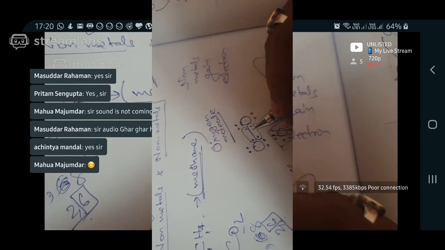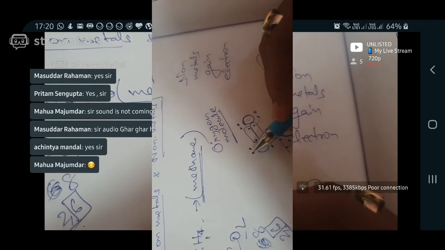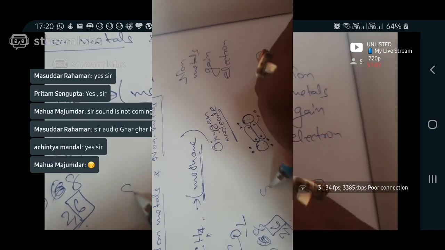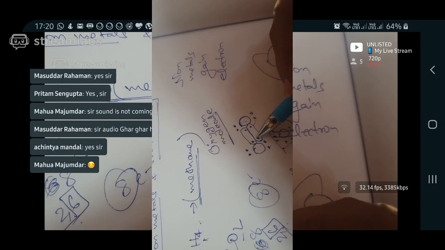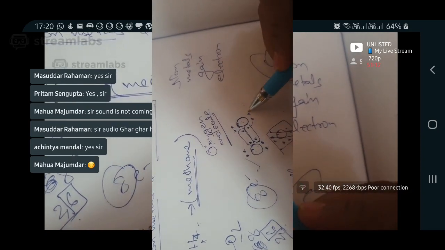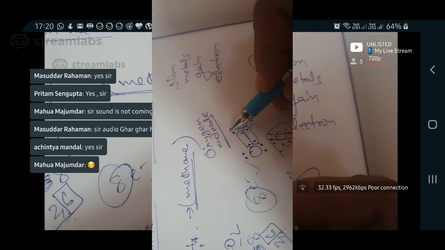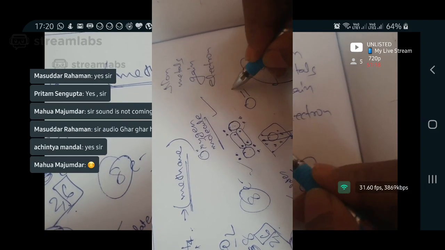Now if you count, what should the last shell become? It should become 8 electrons, right or wrong? So 1, 2, 3, 4, 5, 6, 7, 8. See, fulfilled. 1, 2, 3, 4, 5, 6, 7, 8. Fulfilled. So oxygen is double bonded to oxygen.